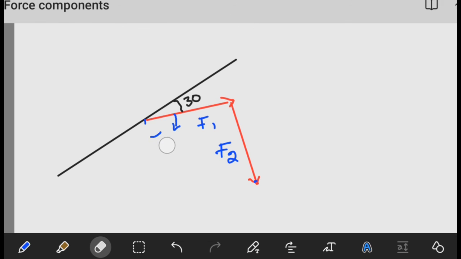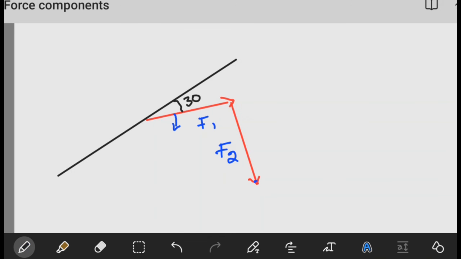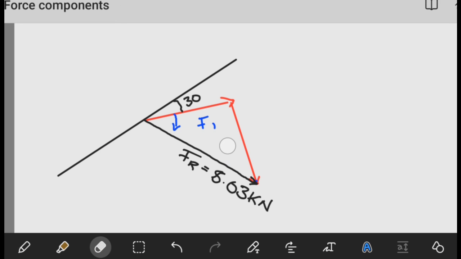So let me remove our u-axis. The resultant force is going to be a force that starts from F1 going all the way up to this point. So this is the resultant force FR. Well, we found the resultant force already in the previous calculation. That was 8.03 kilonewtons. And according to the question, F1 and F2 are known.